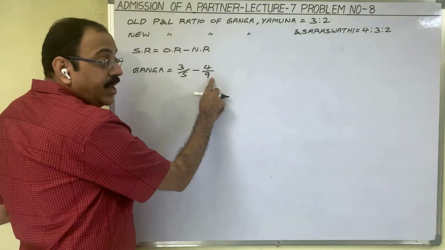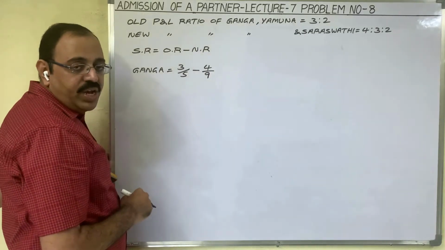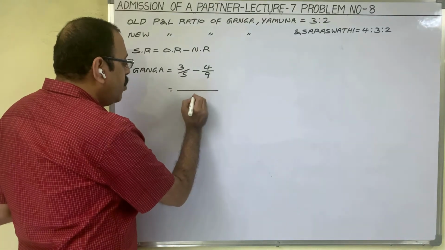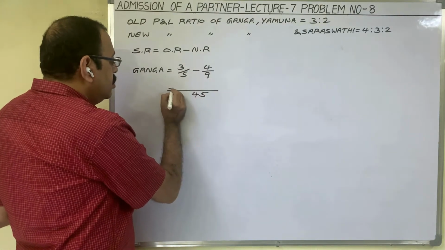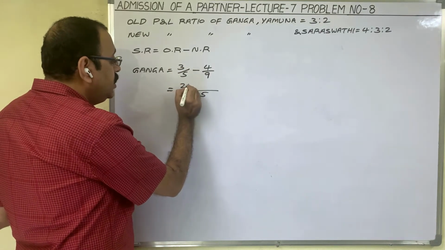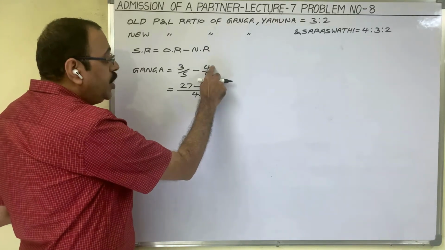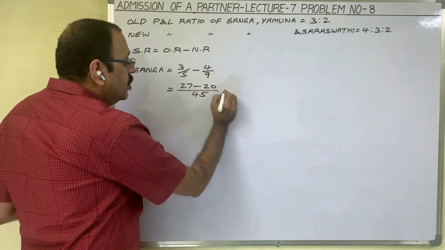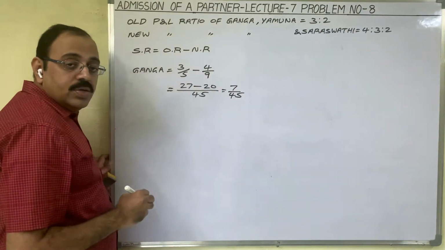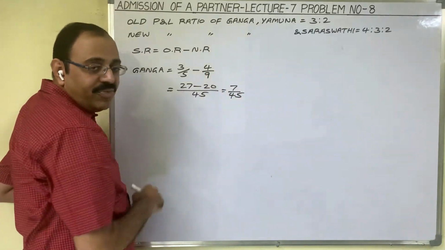For 5 and 9, we have to find out the LCM now. We cannot divide these two numbers by any one number. Therefore, multiply these two. LCM is 45. 5 9s are 45. 9 into 3, 27. Minus 9 5s are 45. 5 into 4, 20. That is equal to 7 by 45. So sacrificing share of Ganga is 7 by 45.